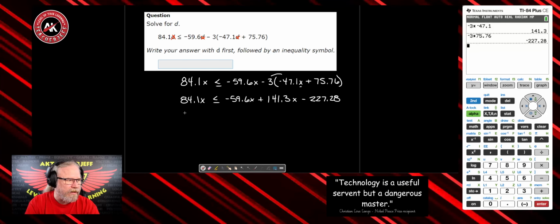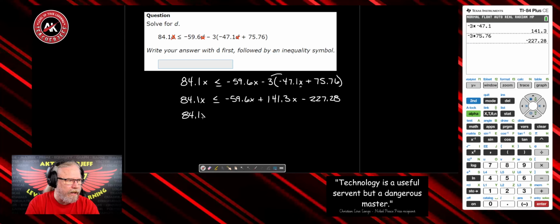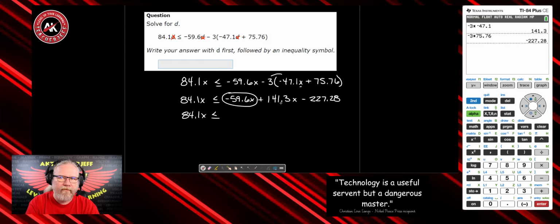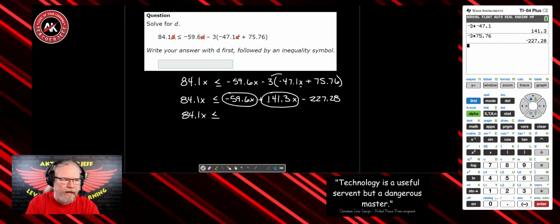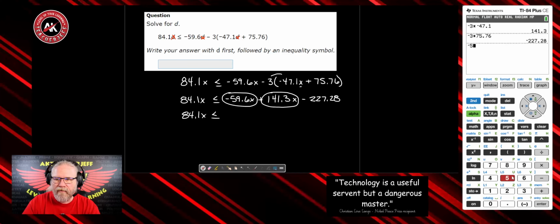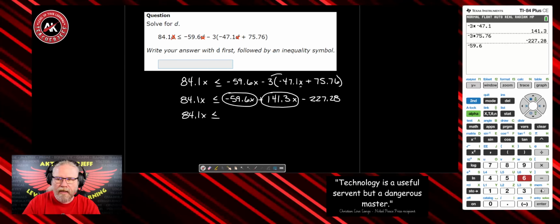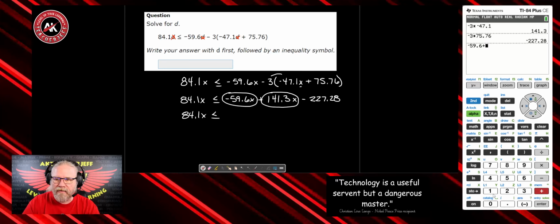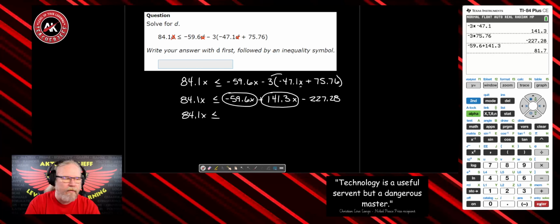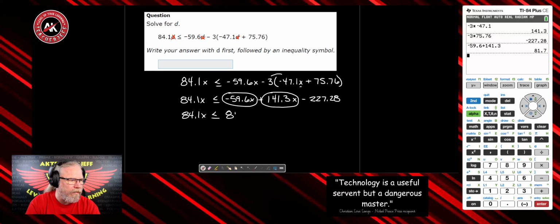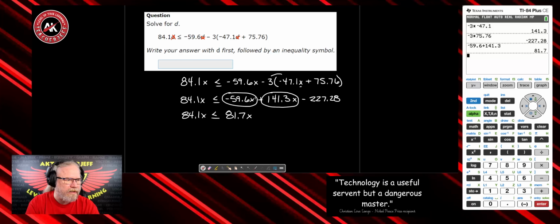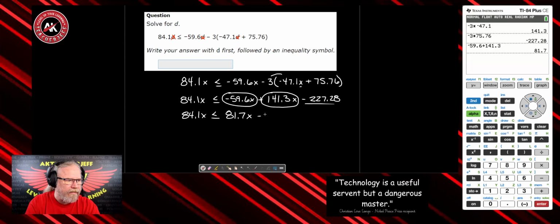All right, so now let's go ahead and combine some like terms. Let's do 84.1x less than or equal to. Now let's combine the negative 59.6 along with the positive 141.3. So I need a negative 59.6, and we're going to add to that a positive 141.3. And that's going to give us 81.7. And that's in terms of x. Don't forget the x.